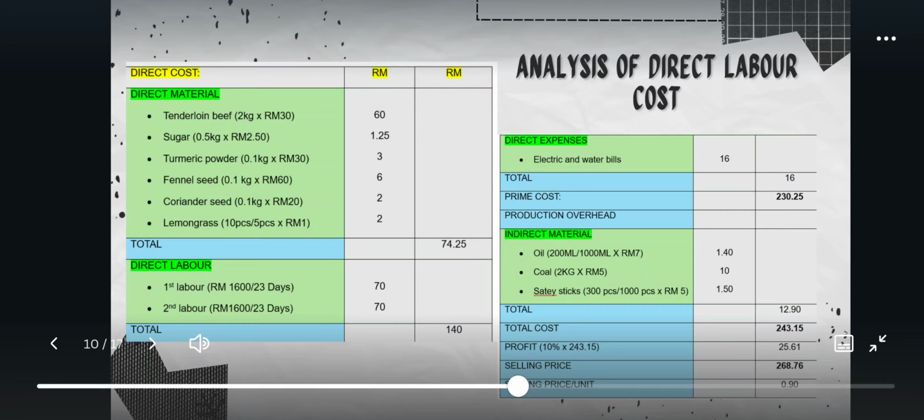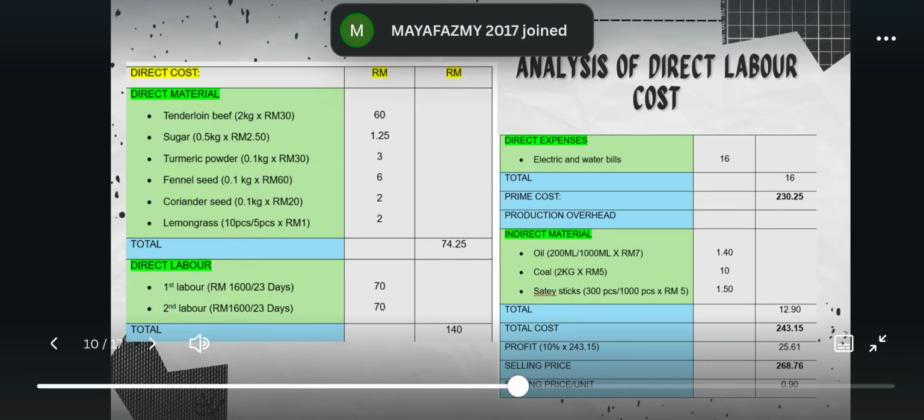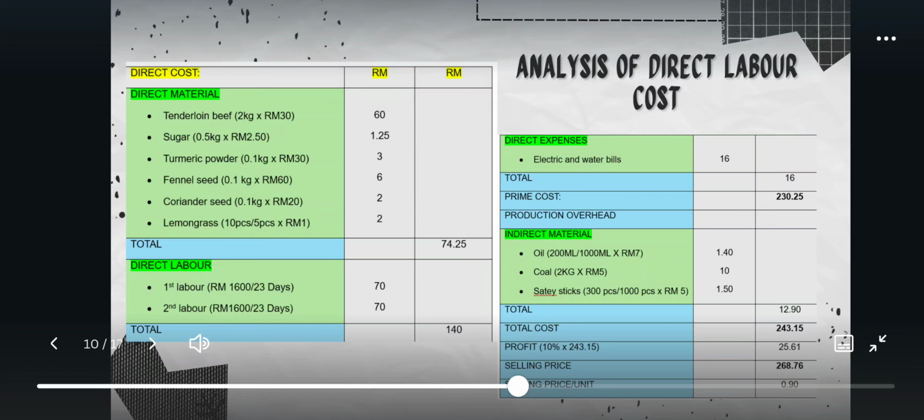Turmeric powder 0.1 kilograms times 30 ringgit will be 3 ringgit. Fennel seeds 0.1 kilogram times 60 ringgit will be 6 ringgit. Coriander seeds 0.1 kilogram times 20 ringgit will be 2 ringgit. And lemongrass 10 pieces divided by 5 pieces times 1 ringgit will be 2 ringgit.